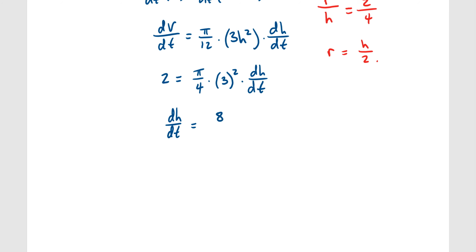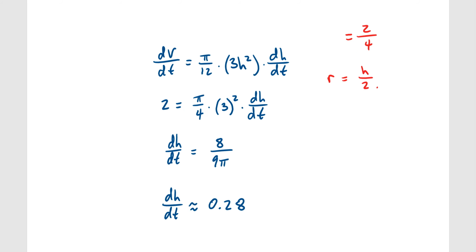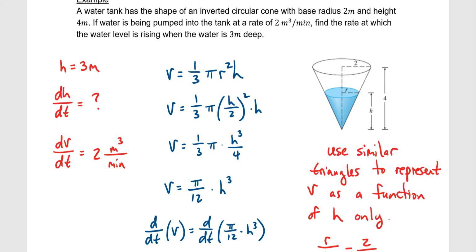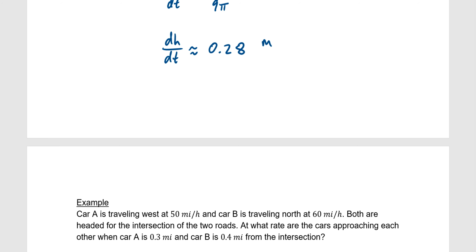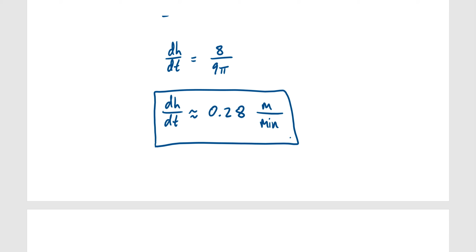8 over 9 pi. And let's plug this one in the calculator so it makes more sense here. We get a value of 0.28. So this is the rate at which the water level is rising. The water level was in meters per unit of time, that was minutes in this question. So that means the water level is rising at a rate of 0.28 meters per minute.